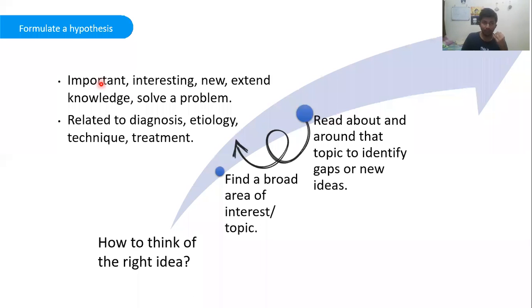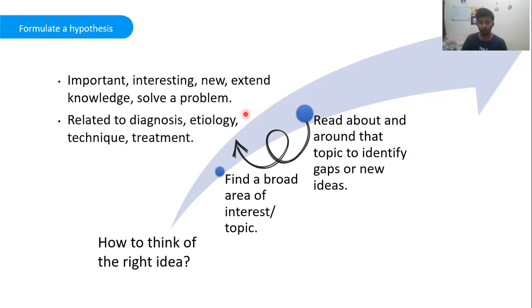There's a huge amount of things on which research can be done. Make sure whatever you're doing is important and relevant to medical science. It's interesting, it's something new, it extends the knowledge of humanity and it solves the problem. This I will discuss later too in the further slides.